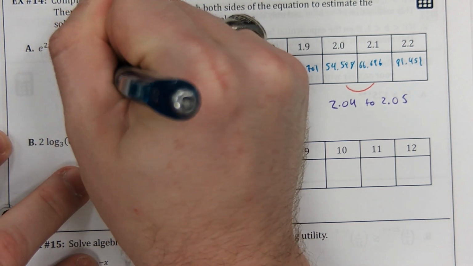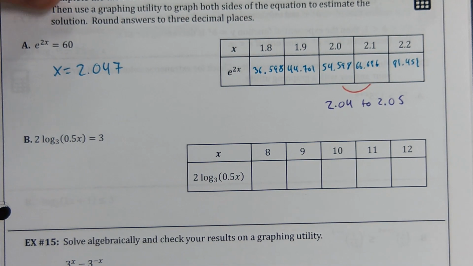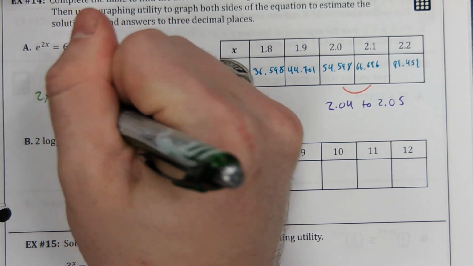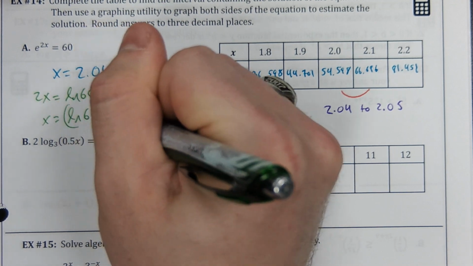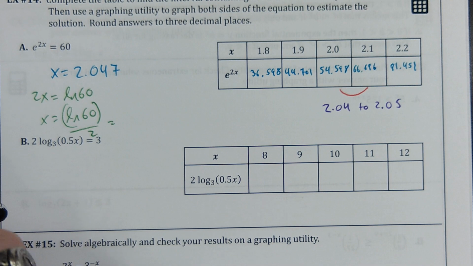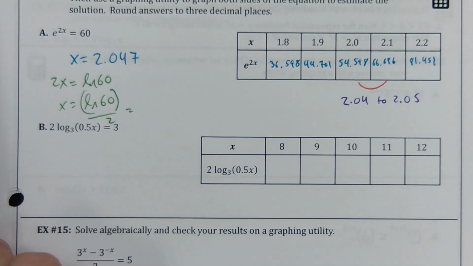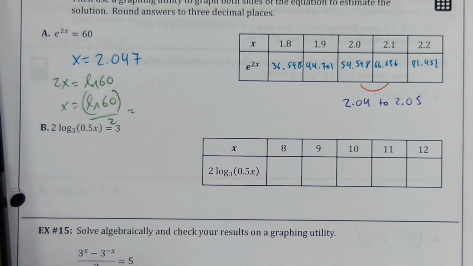Yeah. Or instead of second trace intersect, we could just take the natural log of 60 and then divide your answer by 2. I'd rather do that. Take the natural log of 60. It gets me 2x equals the ln of 60. So I know that x is the ln of 60 divided by 2. This is faster than second trace intersect. Natural log of 60 divided by 2 is 2.0471. So yeah, we did a good job.